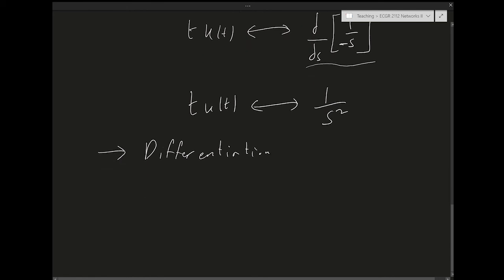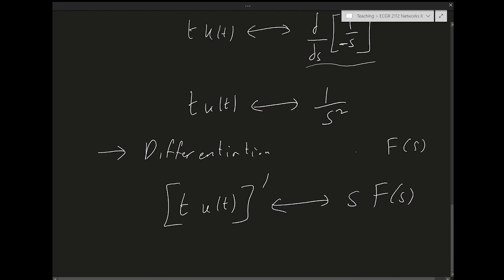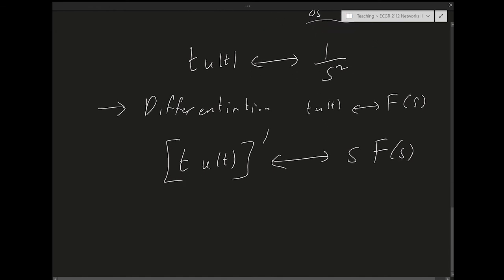Okay, so what I can do is take t u of t. If I differentiate this, it will give me s F of s, where F of s is the Laplace transform of t u of t. That's what the act of differentiation does, right? I can also write F of s equals the Laplace transform of t u of t. If F of s is the Laplace transform of t u of t, then t u of t differentiated transforms to s F of s.